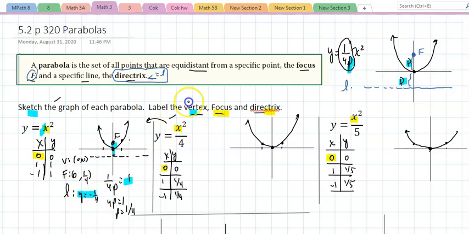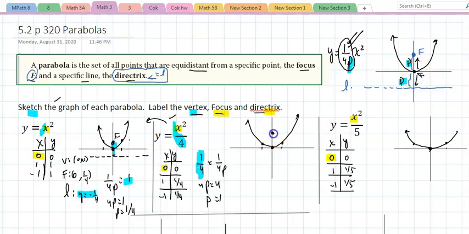When I get to the second example, example 2, I'm going to take the leading coefficient. Isn't the leading coefficient 1/4? And I'm going to set that equal every single time to 1 over 4p, no exception. Cross multiply. So p is 1. If I'm getting p is 1, and what is p? P is the distance from the vertex to the focus and from the vertex to the directrix.